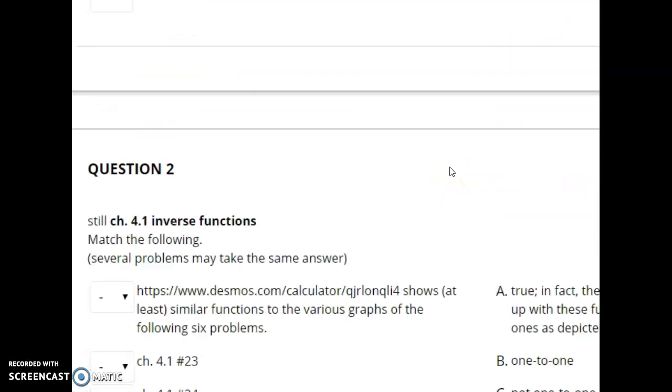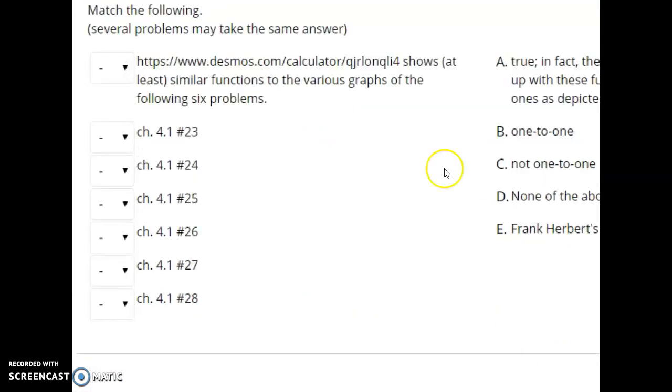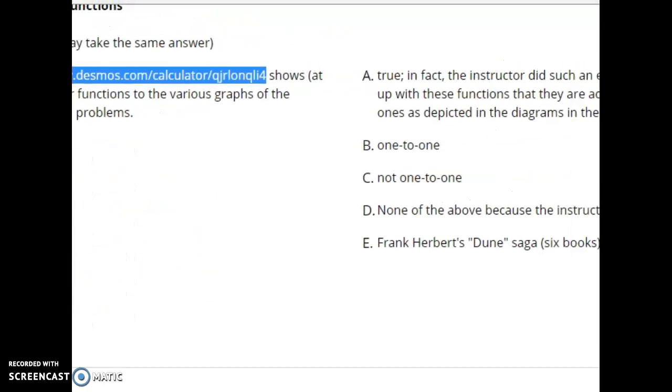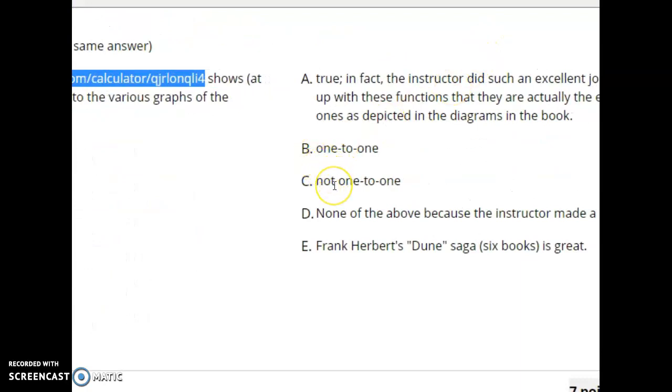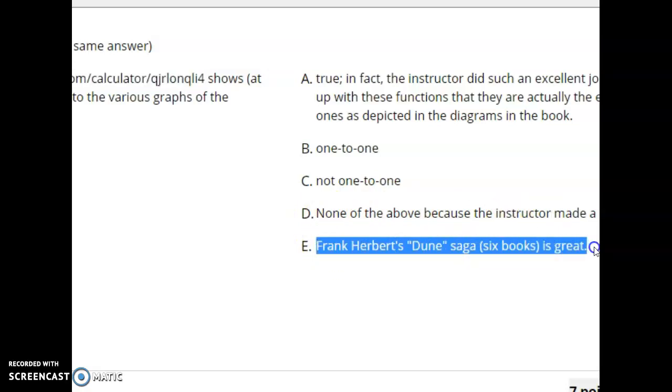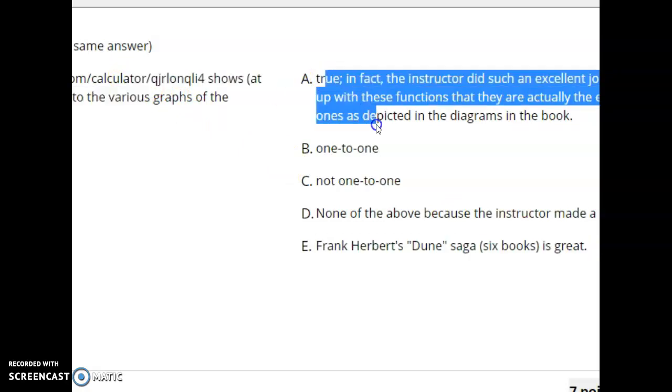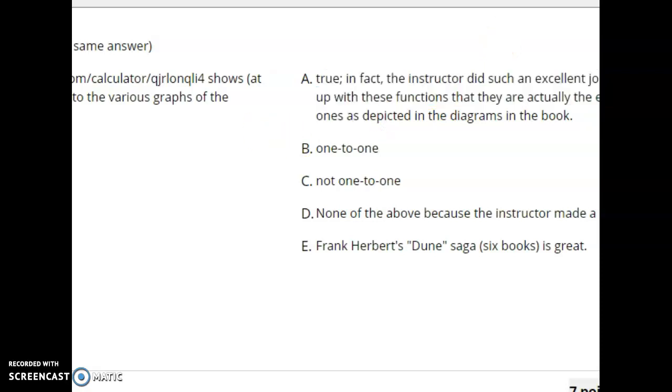All right, so this is chapter 4.1. Here's chapter 4.2. And I really advise you to go to this link here for Desmos. There you go. Just copy and paste it. And you will see that I tried to graph these diagrams from the book. And you will see that they're either one-to-one or they're not. And again, we can hopefully dismiss the typo here. And well, this has really no meaning to the math problem. And by the way, of course, the first one here with the Desmos link, yes, that's true. In fact, the instructor did an excellent job and so on.